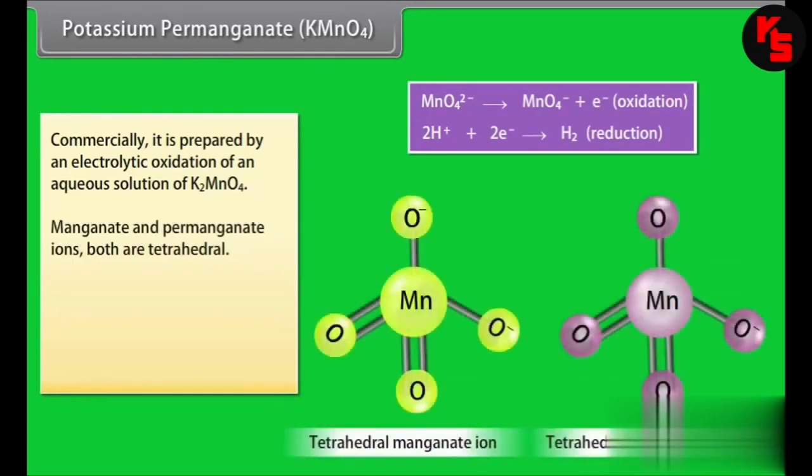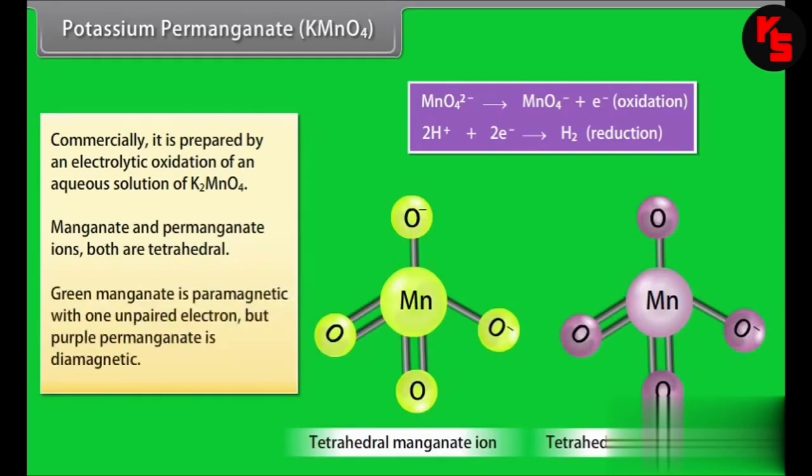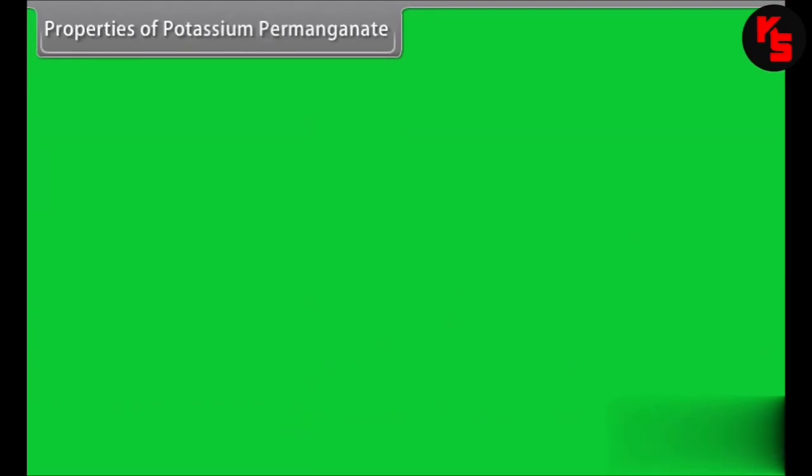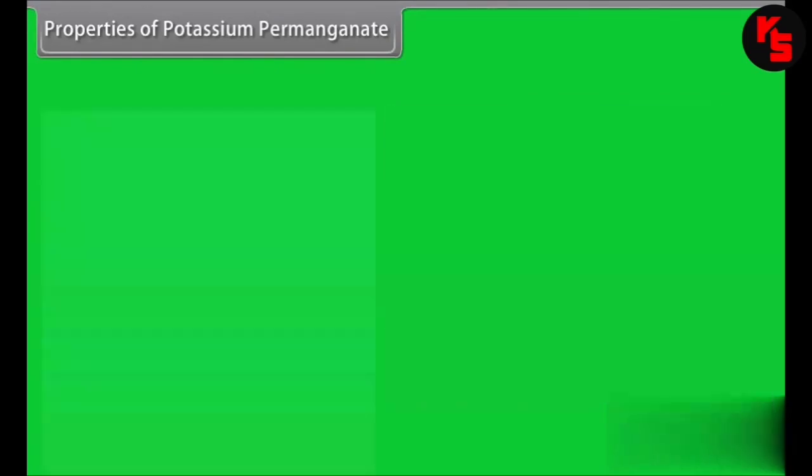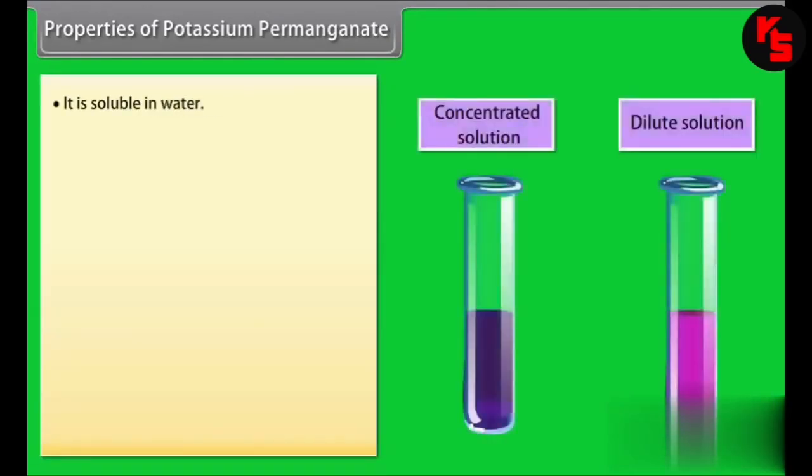Manganate and permanganate ions both are tetrahedral. Green manganate is paramagnetic with one unpaired electron, but purple permanganate is diamagnetic. Properties of potassium permanganate. Potassium permanganate is purple-black colored crystalline solid with a melting point of 523 Kelvin. It is soluble in water. Its aqueous solution has purple color if concentrated, but if the solution is dilute, it has pink color.